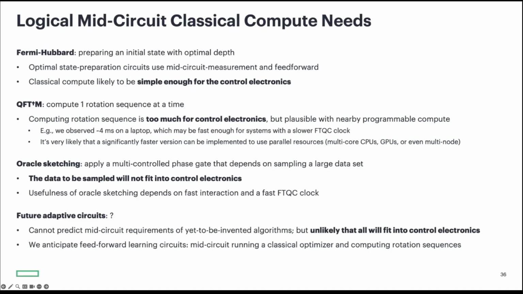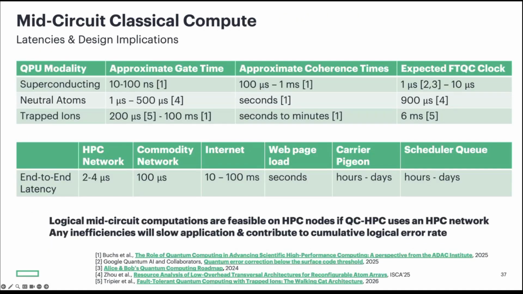So then if we think about the latencies involved in these FTQC systems, over here is the key thing for superconducting, neutral atoms and trapped ions. I've listed expected fault-tolerant clock speeds, and be aware that there is also a measure of time, the reaction time, that is also important and might be significantly higher than this, maybe 50 times higher in some cases. But FTQC clock is a good starting point for thinking about these latencies.